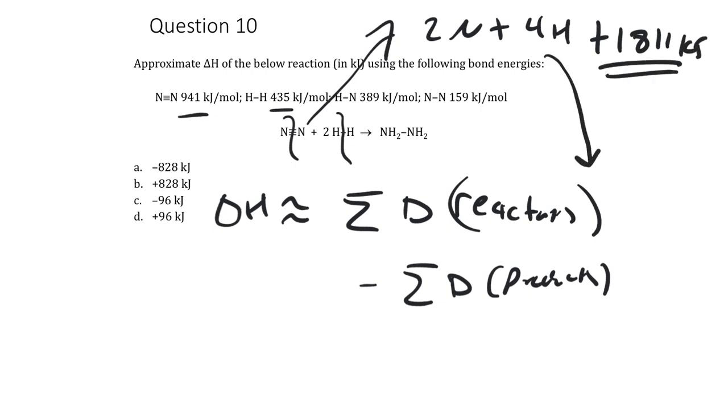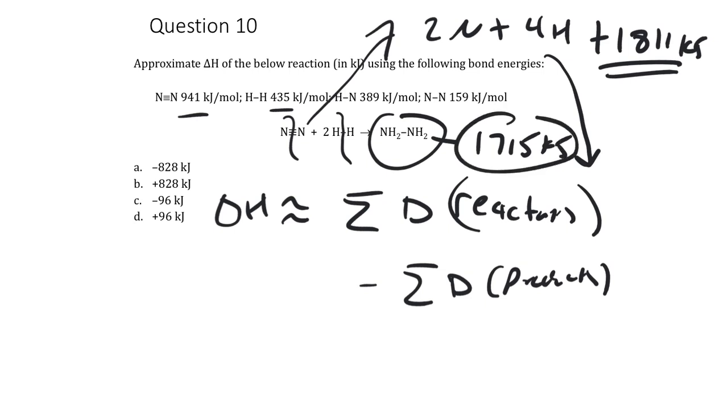So how much energy do we get back when we make the new bonds? I'm making 4 N-H bonds and an N-N single bond, so we're getting energy back. These are N-H single bonds, and I'm making 4 of them. So I have 389 times 4, and nitrogen single is 159. To break all those bonds in the products would take 1715 kJ, but we're getting that back because we're making those bonds.